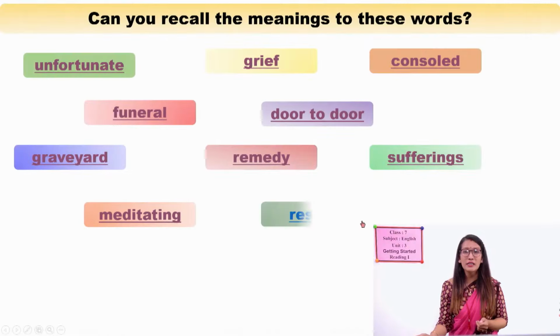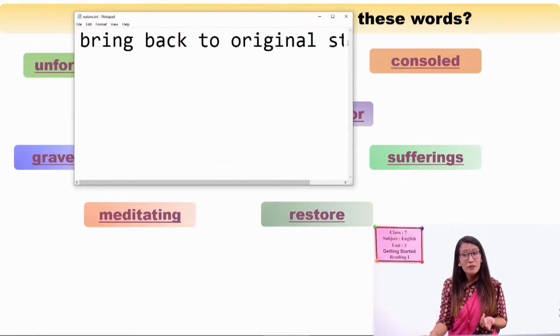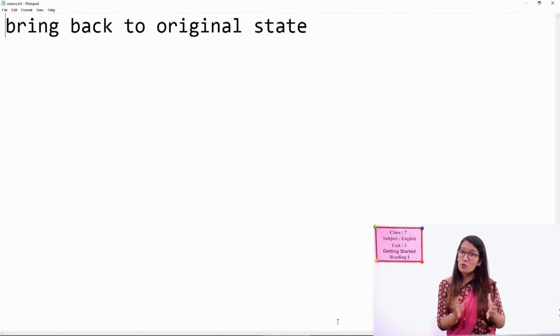Now another word is restore. What does it mean? It means bring back to original state. When we cut a tree, we cannot make the tree the same again. Yes or not? So that means we cannot restore it back to life. Plants also have got life, right? Yes or not?